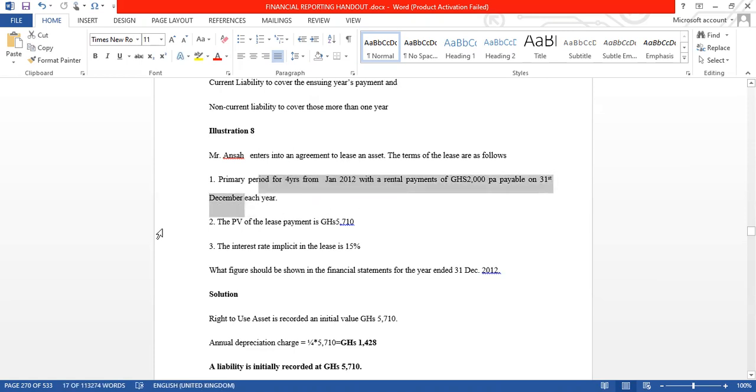The fact that you are paying on 31st December means that it is in arrears. So we have the PV of the lease. Oh, it has been done for you. The lease liability payment has been done for you, and the interest rate is this. So what figure should we show? Straight away, you have your rental payment, so all you need to do is go through and do your lease liability schedule. I think it's been done here for us.